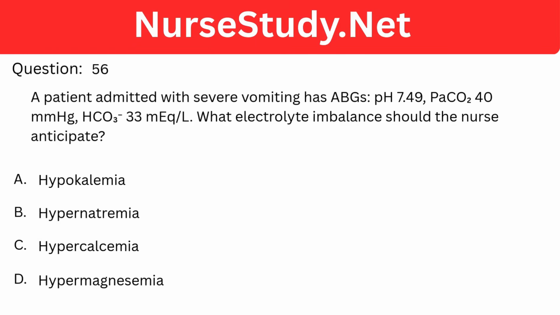Question 56. A patient admitted with severe vomiting has the following ABGs: pH 7.49, PaCO2 40 millimeters of mercury, bicarbonate 33 milliequivalents per liter. What electrolyte imbalance should the nurse anticipate? A. Hypokalemia. B. Hypernatremia. C. Hypercalcemia. D. Hypermagnesemia.